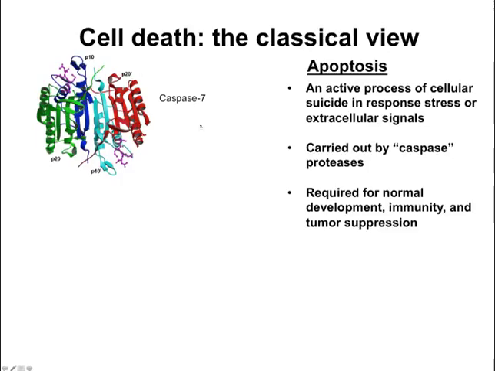And this is one of the caspases. Notice that this caspase has this dimeric structure. This is an important facet of caspase activity. The caspase proteases cleave thousands of substrates within cells as they undergo apoptosis, and this leads to this distinctive apoptotic morphology that I'll show you in a moment. And apoptosis as a phenomenon is required for normal development, immunity, tumor suppression. It's a very normal part of organismal function. Billions of cells die in our bodies every day by apoptosis.